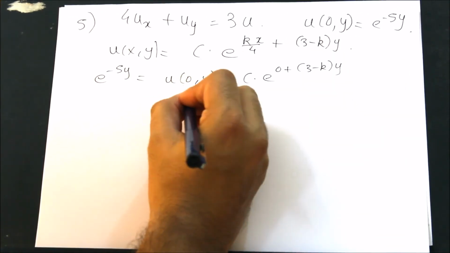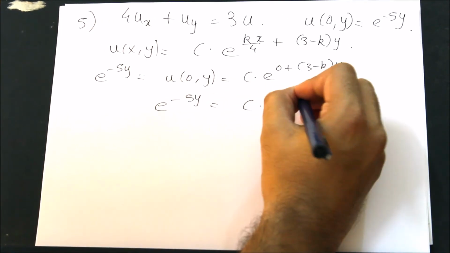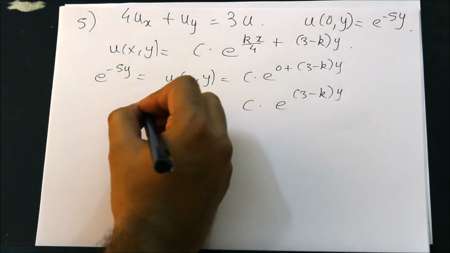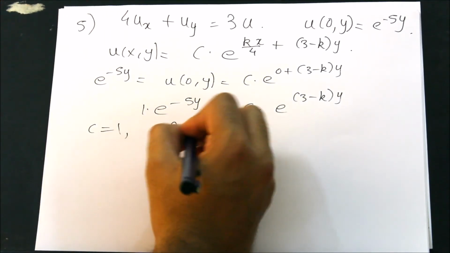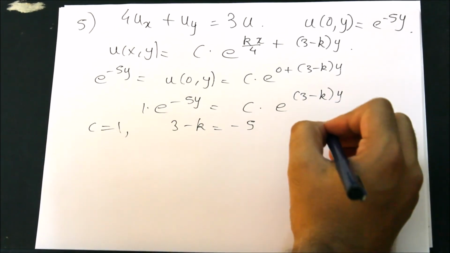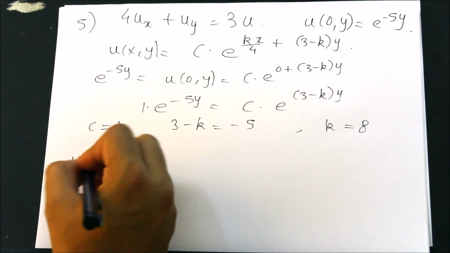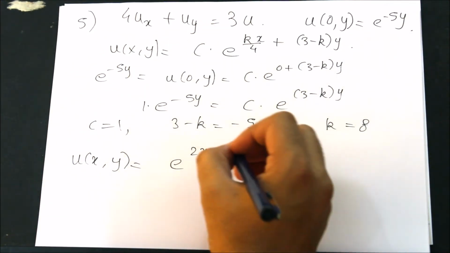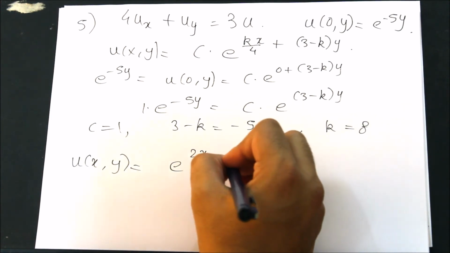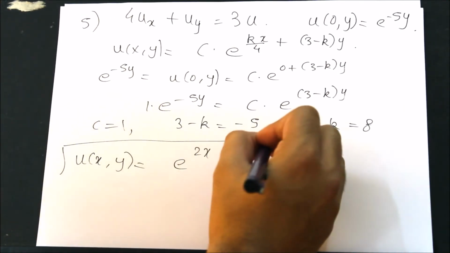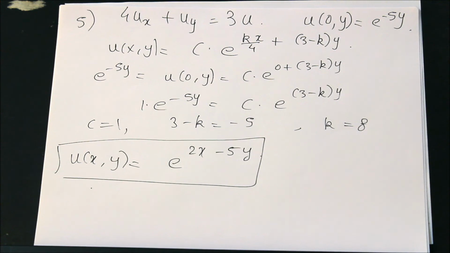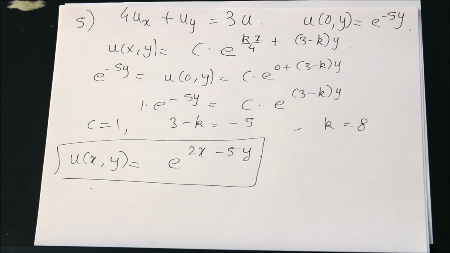So what do I have? e raised to minus 5y. And now if I equate on both sides, the coefficient of c is 1, so my c is 1, and 3 minus k is minus 5, so therefore my k is nothing but 8. So therefore what is my u of x, y? It is e raised to, c is 1, k is 8. So this is the solution which will satisfy the differential equation as well as the given initial condition. So this is called a particular solution of the given differential equation.